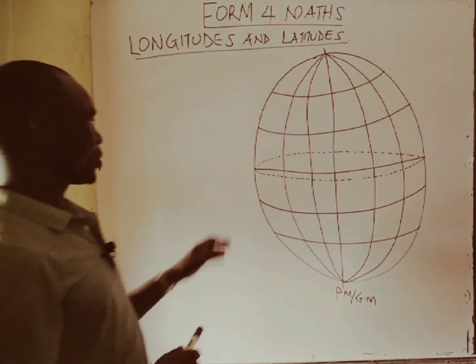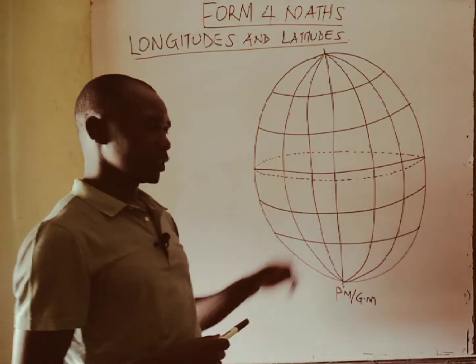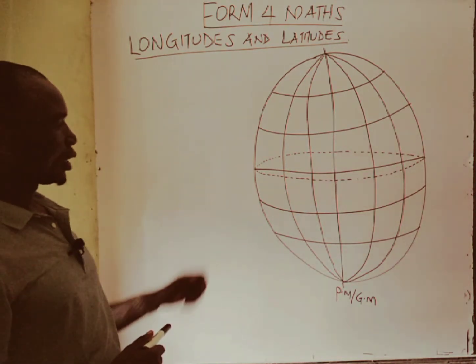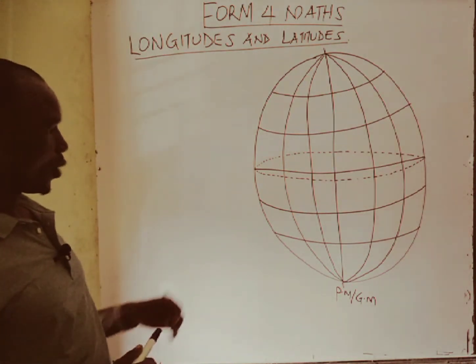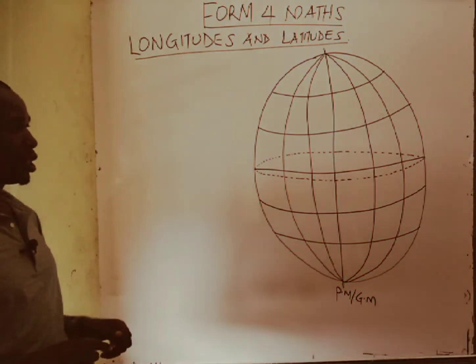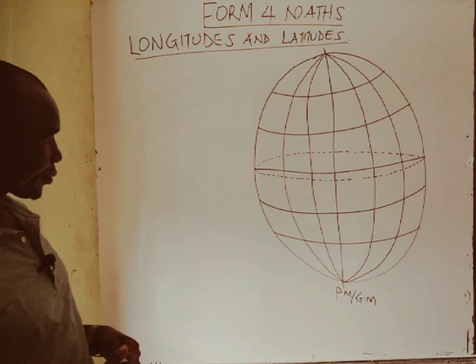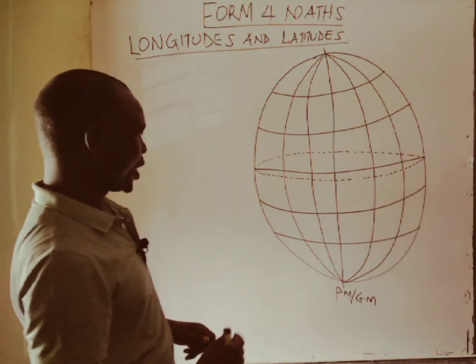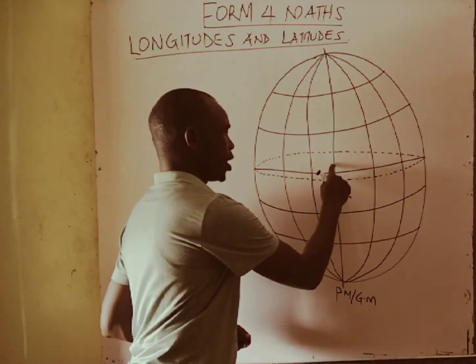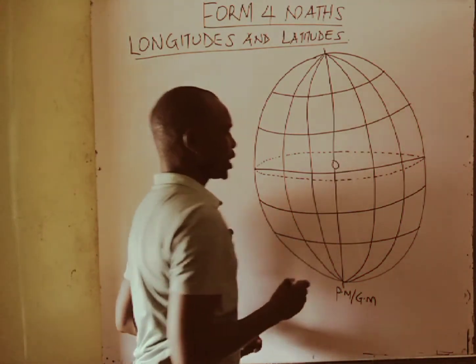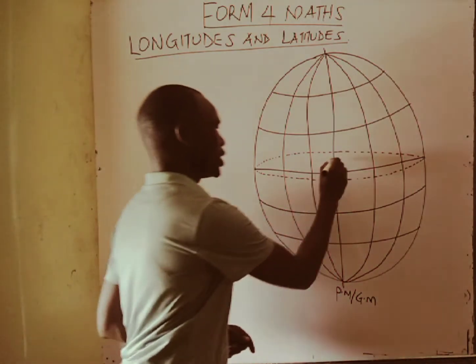Another thing is that we have latitudes, but we have the main latitude which we call the equator, from where all other latitudes are going to be located or measured. Usually, since the Greenwich or the prime meridian is the main meridian or longitude, we always give it a degree reference of 0 degrees.